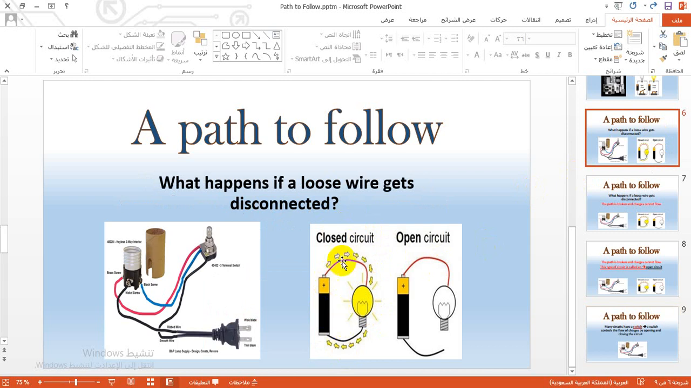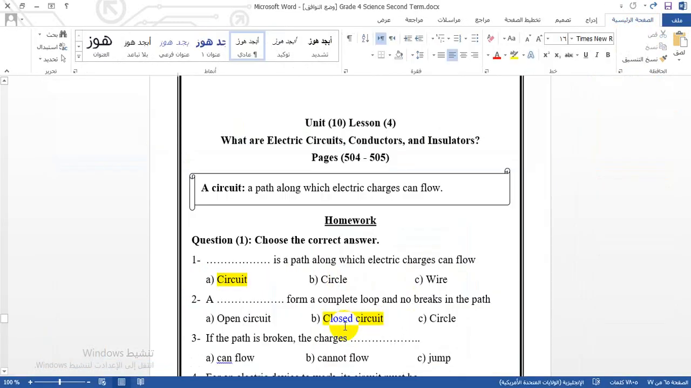Okay, guys, for that reason we call it closed circuit. It's considered to be a loop. So we write here closed circuit. It's a complete loop and no breaks. This is the closed circuit.